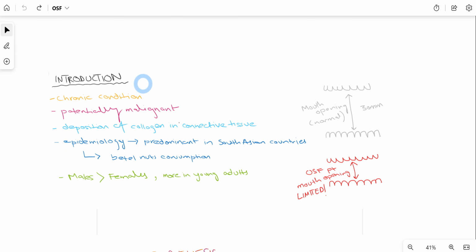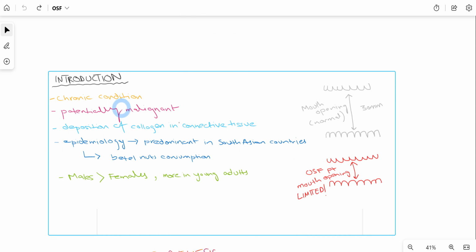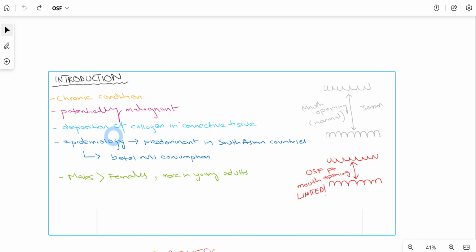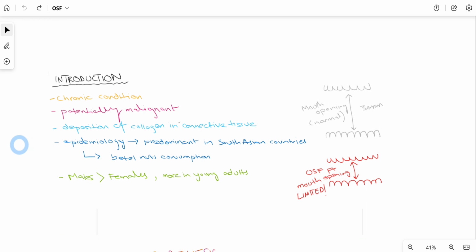Now, starting with the introduction, oral submucous fibrosis is a chronic condition and it is potentially malignant as well, which we'll talk about later in the video. To begin with, this is a chronic condition in which there is primarily excessive deposition of collagen in the connective tissue. As the disease progresses, there is increased fibrosis, and that fibrosis eventually leads to the most important symptom of this disease, which is called trismus.